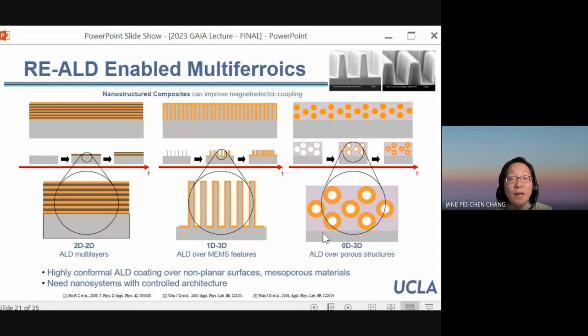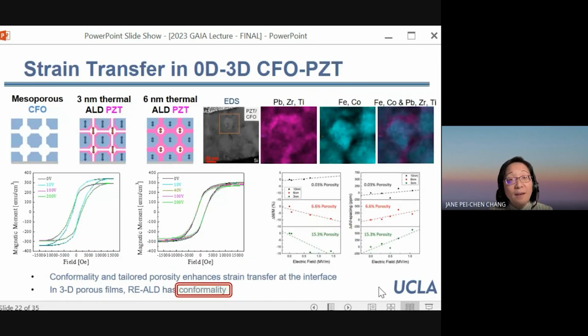We can even take a mesoporous material and uniformly coat each of the pores with a secondary material to create this 0D, 3D complex multiferroic network. And we have done that. In this particular case, the conformality allowed us to control the thickness of the coating and how uniform it would be. And that dictates how well we can transfer the strain so that we can flex this porous material for the intended application.